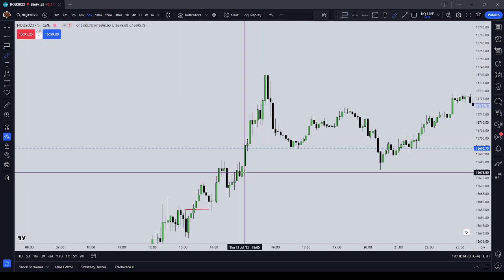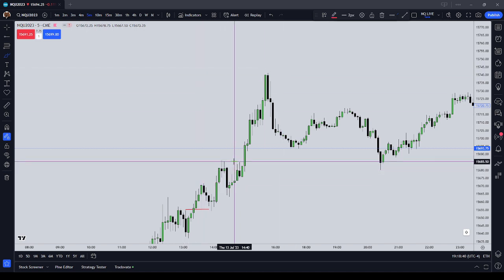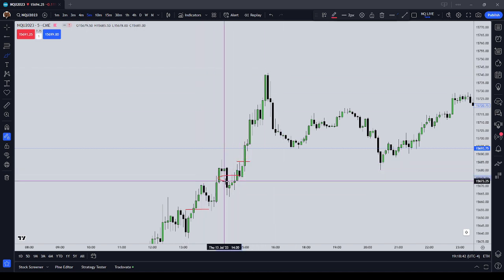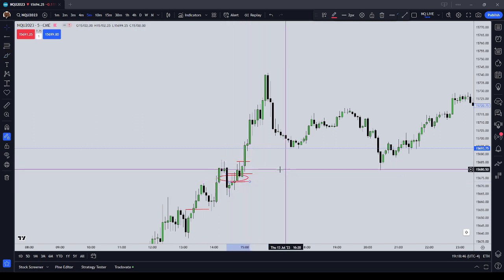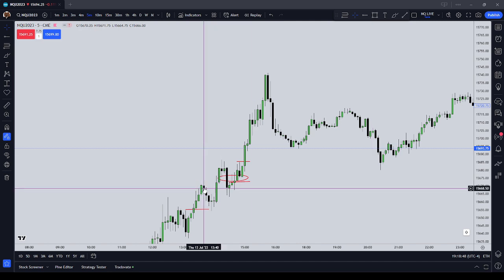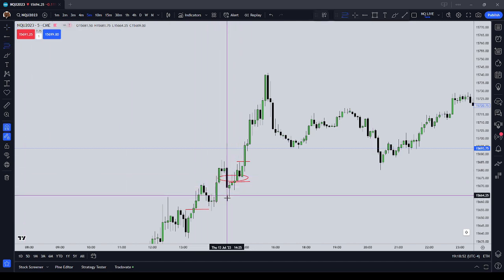The process remains the same. We're trying to get long when the market is trading higher. We get long right above that black candle, or we get long in the inverted fair value gap here, so at the market or on a stop. What is the target? We're going to take that black candle right there. We're going to aim for one.